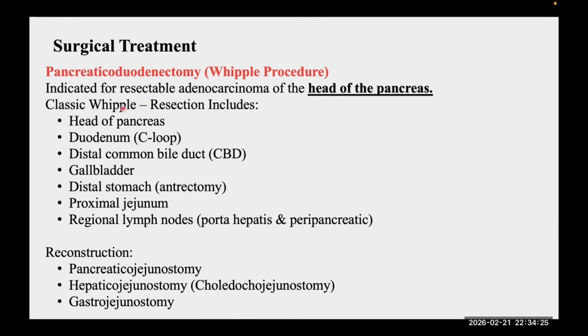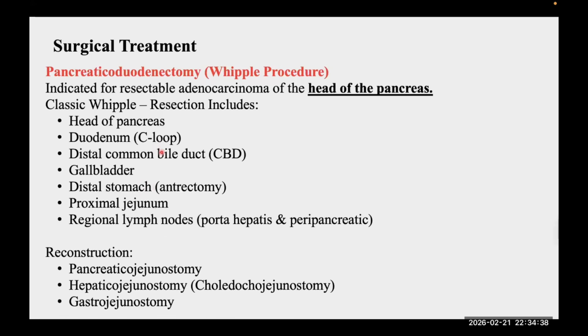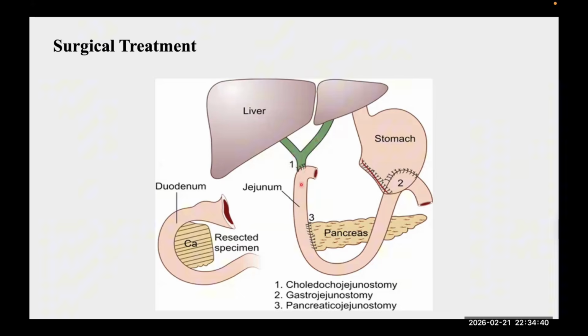So basically, in this Whipple procedure, they're resecting lots of things. They resect the head of the pancreas, because this is where the problem is. This is where the cancer is. They're going to take the duodenum because it's stuck to it. So here, the duodenum is taken out, along with the head of the pancreas. They also remove the distal common bile duct. So here it's the common bile duct. The distal portion here is removed.